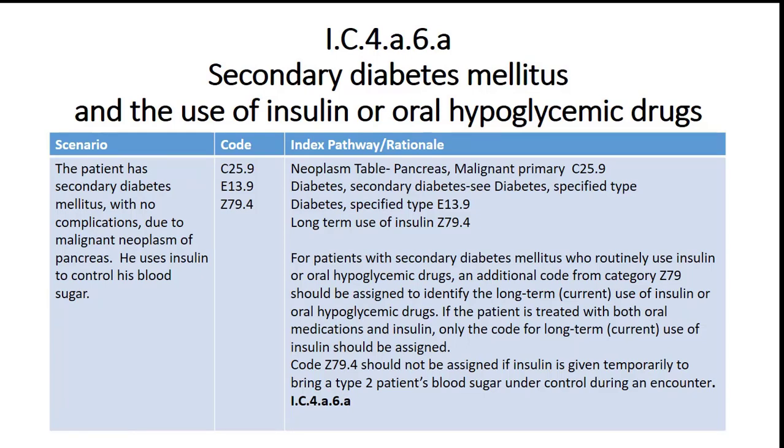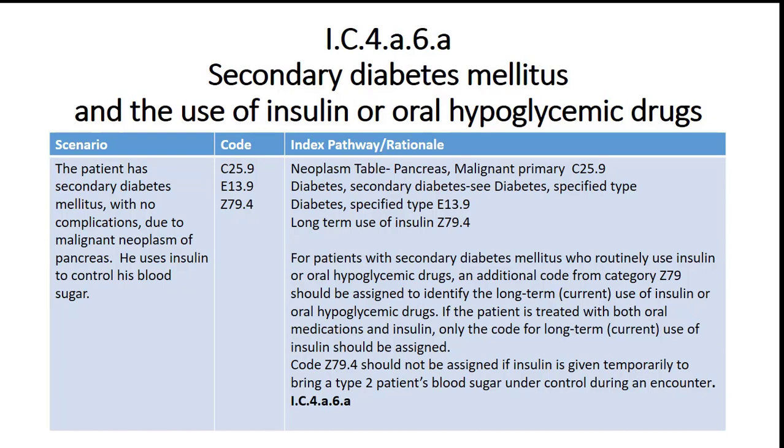This guideline, 1C4A6A, is regarding secondary diabetes and the use of insulin or oral hypoglycemic drugs. In our scenario, the patient has secondary diabetes with no complications due to malignant neoplasm of the pancreas. He uses insulin to control his blood sugar.